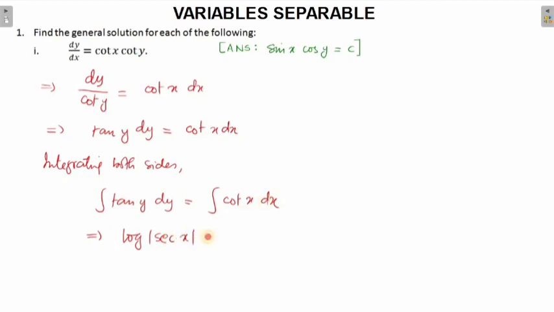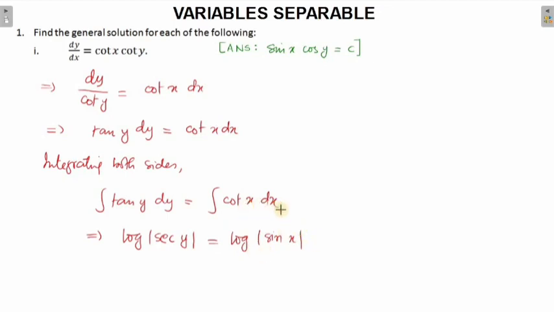And what is integral cot x? Here I have to write y, no? It is integral tan y, so that's why it will be log sec y is equal to, how much is this? Integral cot x is log, how much? It is log sin x. So this is the formula.